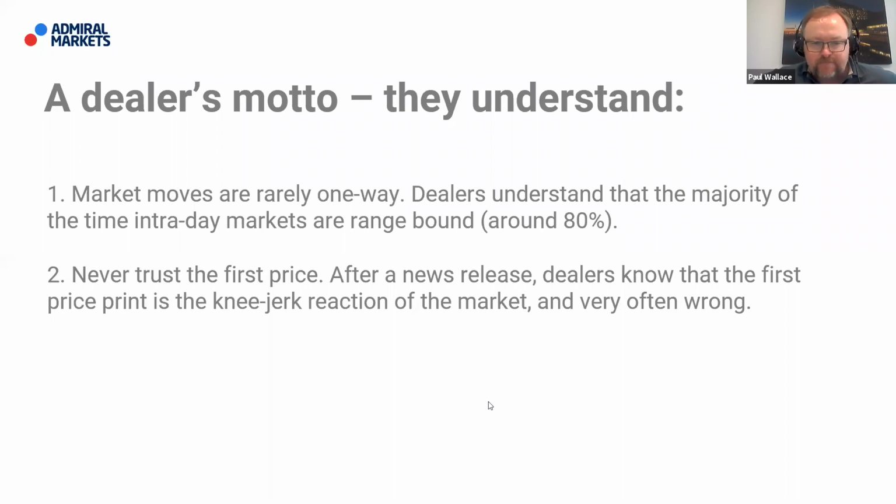And what they also know is that they never trust the first price. After a news release, dealers know that very often the first price print is the knee-jerk reaction of the market and very often wrong. Not all the time. There's no such thing as a 100% probability in markets, but very often we'll know that the first price print after news is the knee-jerk reaction of the market and can be very often wrong. And for some of us, once you learn to understand that, that can be very helpful, useful information that we can build into our own trading plans.